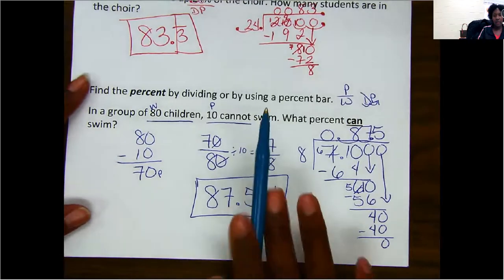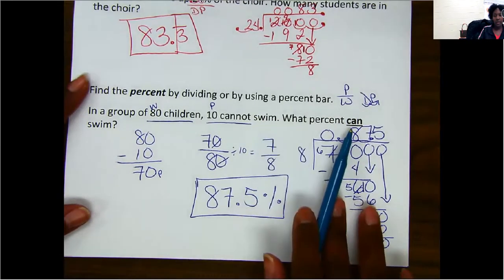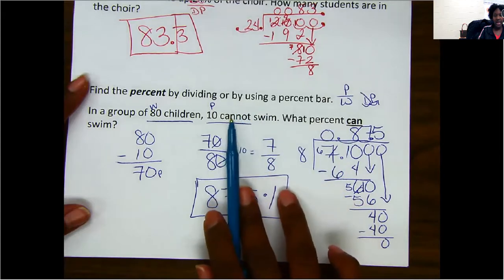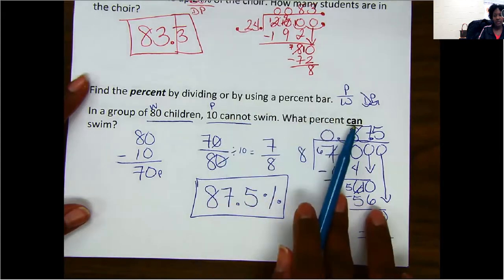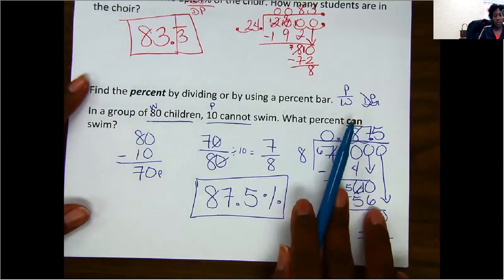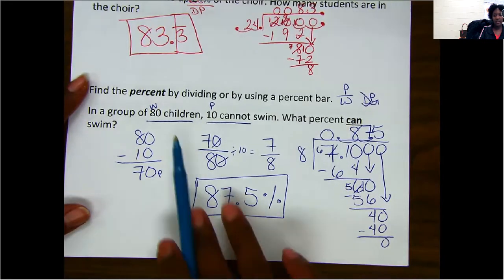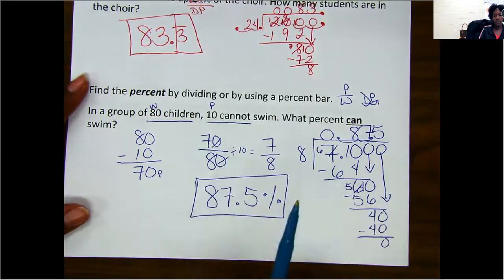Again, a lot of you did not realize that you needed a different number. The number that they gave you was the cannot swim. They wanted the answer for the people that could swim. So please, please, please be mindful when you get back to this question. You need to subtract first before you do your division.